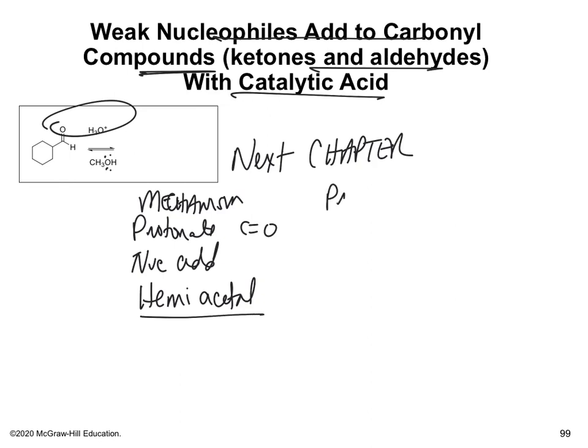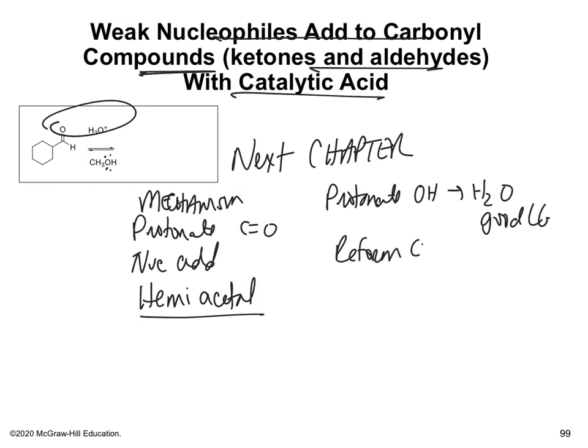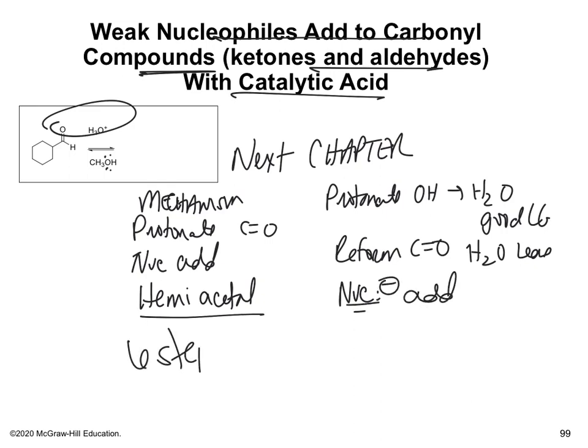And then you're going to have to protonate the OH to water to make it a good leaving group. And then you will reform the carbonyl, and water will leave, and then your nucleophile will add again. So there's going to be 6 steps in this mechanism, and your new functional group is going to be an acetal. And this is an important functional group as our biological sugars all form hemiacetals and acetals, and so do our nucleic acids. So that wraps up this chapter.